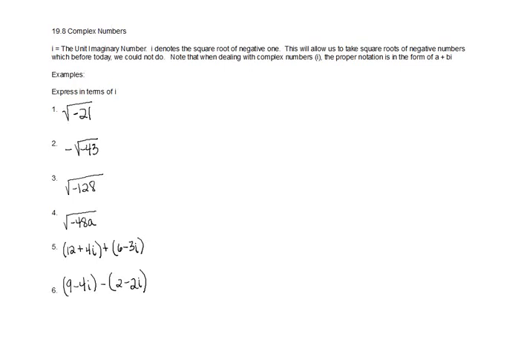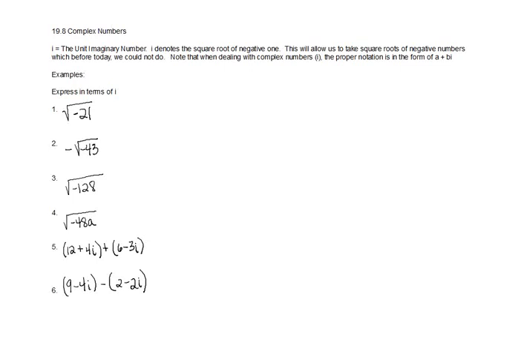Note that when dealing with complex numbers, the proper notation is in the form of a plus bi. So we have some examples. First, to get started, we're going to take some simple negative square roots.